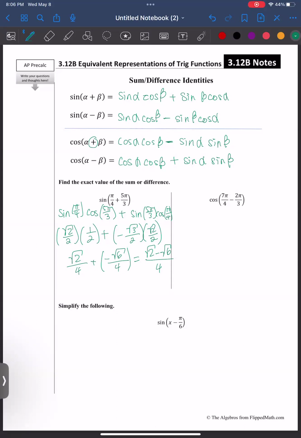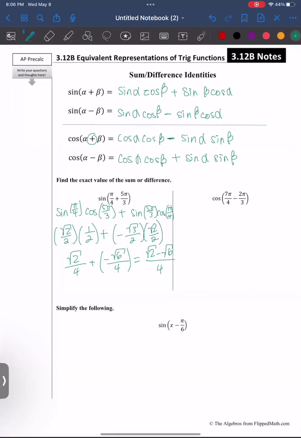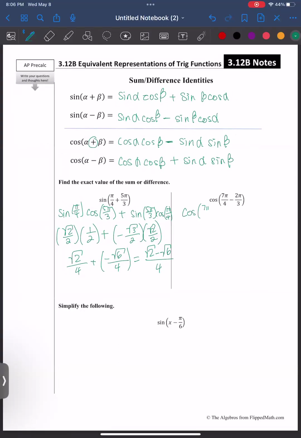Okay? So now we have the second problem, which I think this one is fine. It's going to be, and there's another problem later on that is a lot more work. So here I have the cosine. So the cosine is going to be cosine of 7 pi over 4 times the cosine of 2 pi over 3 plus sine of 7 pi over 4 times the sine of 2 pi over 3.